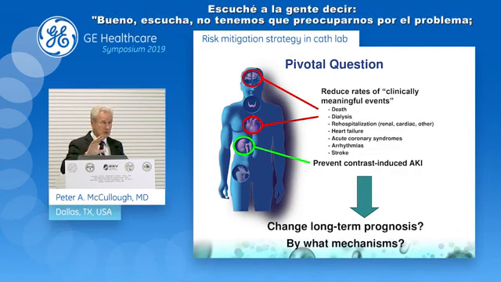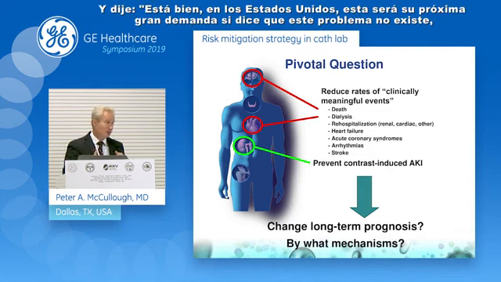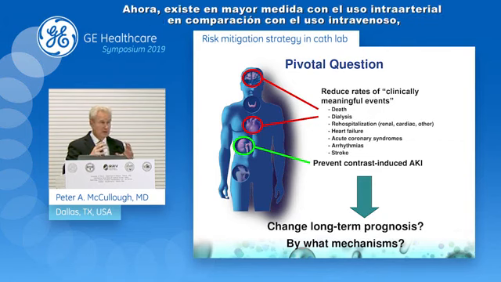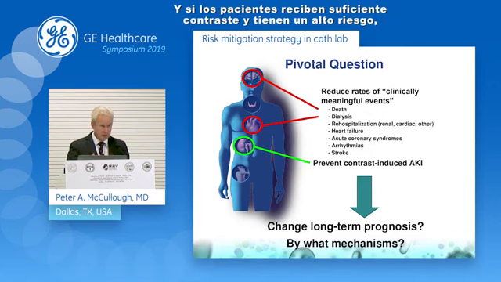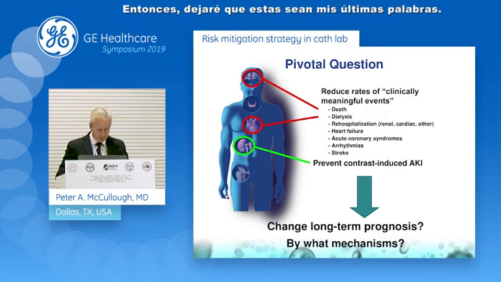I've heard people say, well, listen, we don't need to worry about the problem. The problem doesn't exist. The problem's gone away. And I said, okay, well, in the United States, that's your next big lawsuit if you're going to make the case that this problem doesn't exist. Because we have randomized trials clearly showing the problem exists. Now, it exists to a greater degree with intraarterial injection compared to intravenous injection, but it still exists with intravenous injection. If patients get enough contrast and they're at a high enough risk, this problem occurs. And there's been prospective randomized trials on the venous side as well. So I'll let that be the last word.